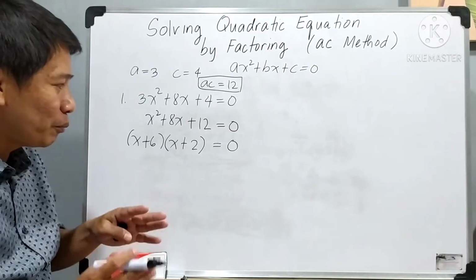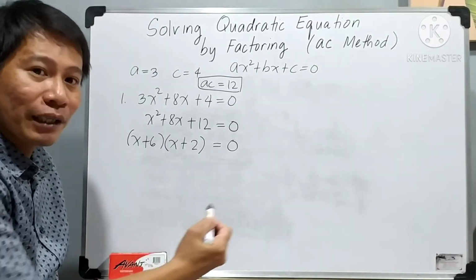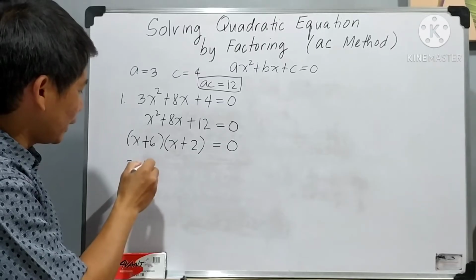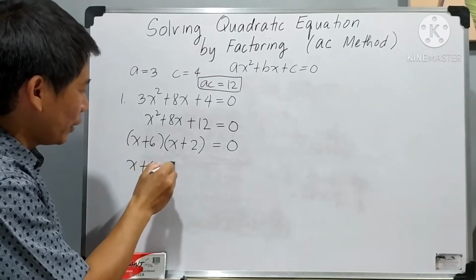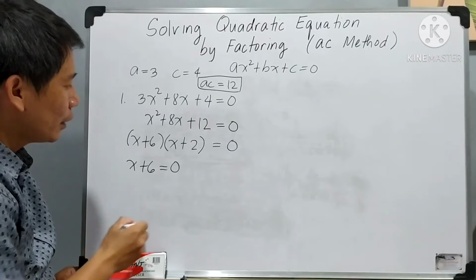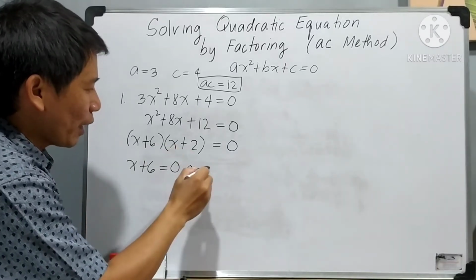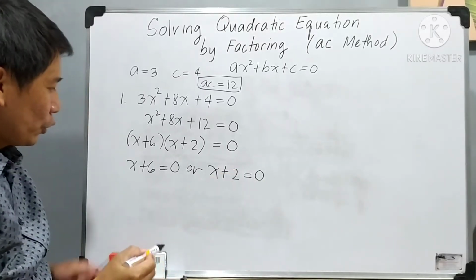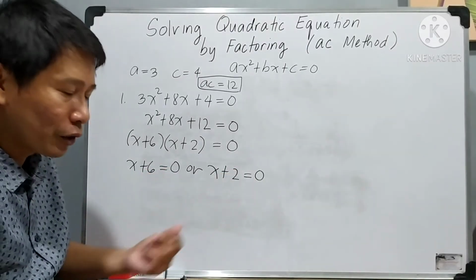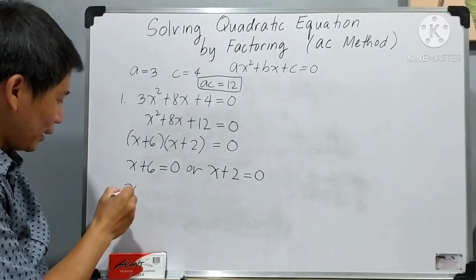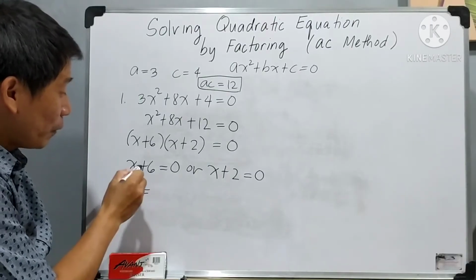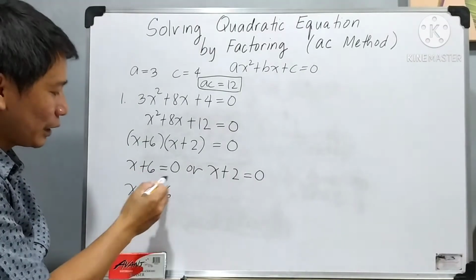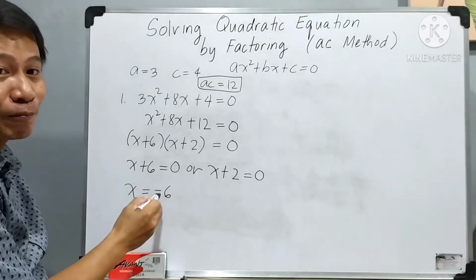So, the same procedure po. Solve for x by applying the zero product property. So, we have x plus 6 equals 0. Okay? Or, the other factor, x plus 2 equals 0. So, solve for x for each factor. So, x is equal to what? Negative 6. So, tinranspose si positive 6. So, yan yung value ng x natin.